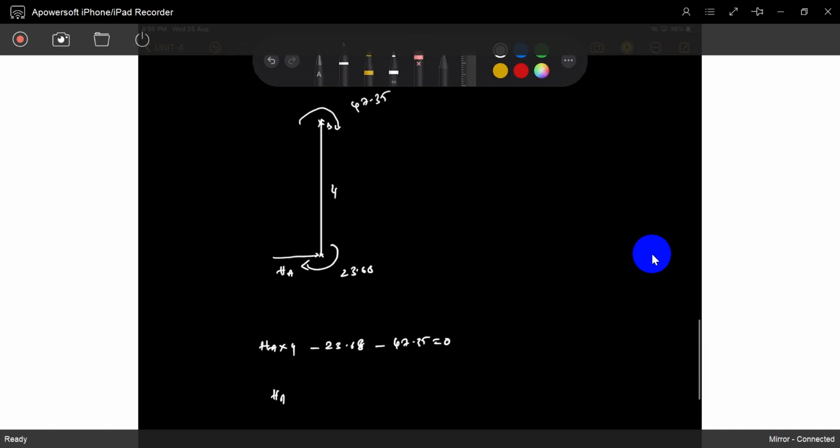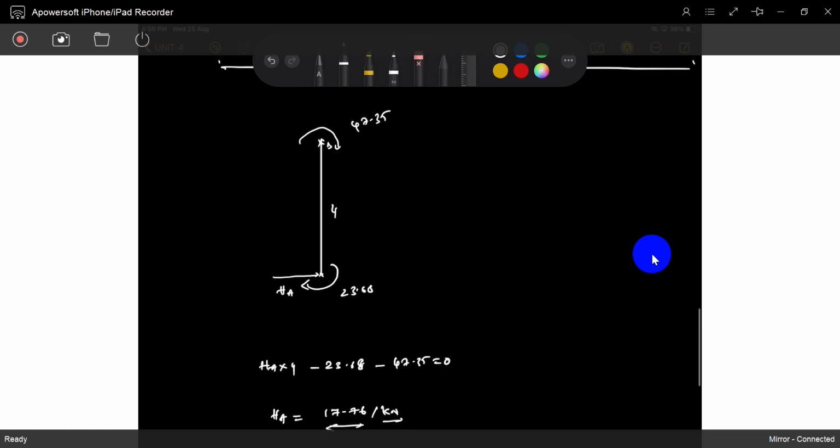So what is HA? HA is, add it, 23.68 plus 47.35, divided by 4, which is 17.76 kilonewtons. That's it. Otherwise, if you check the other column.